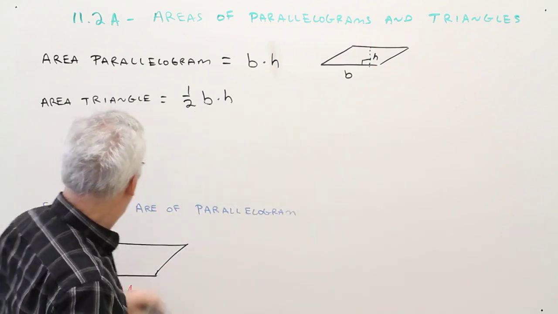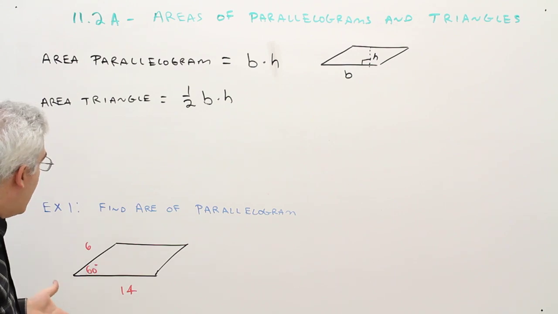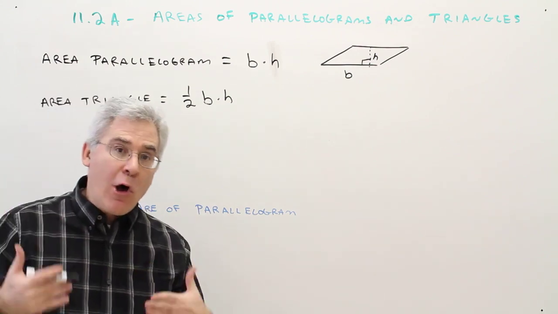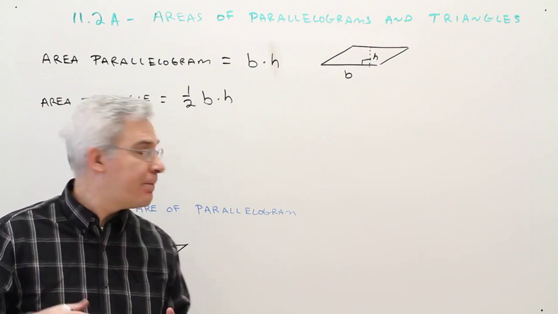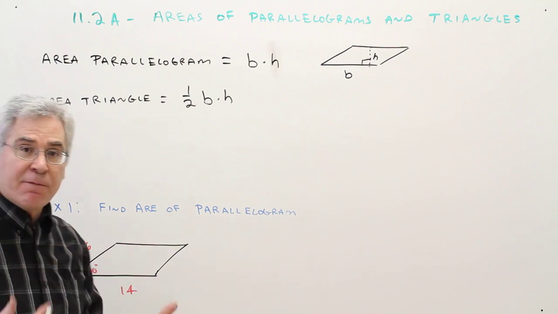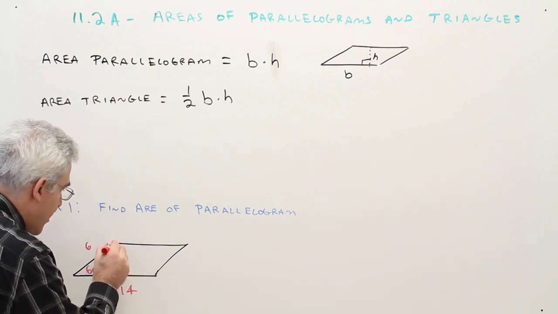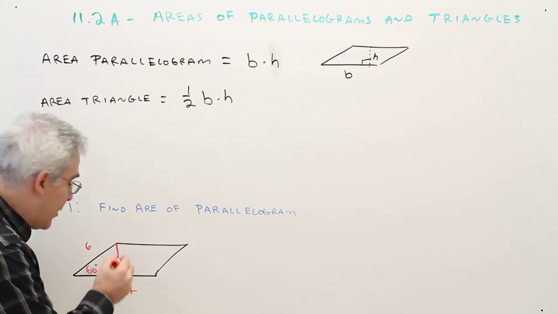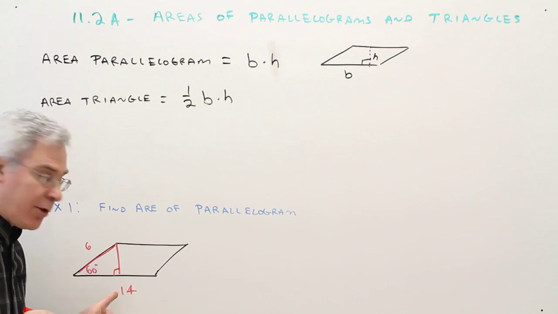All right, so here's example 1. Find the area of this parallelogram. Again, a reminder, all answers should be exact simplified unless otherwise specified. All right, so we've got a parallelogram, we've got the base, if only we had the height. Well, what we could do is draw in an altitude. Notice that we've got a right triangle over here.